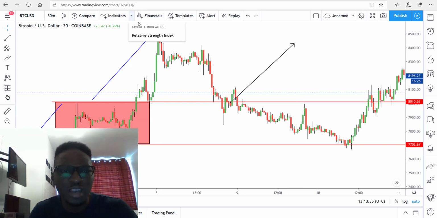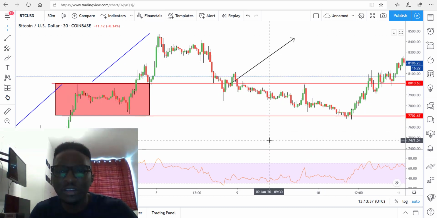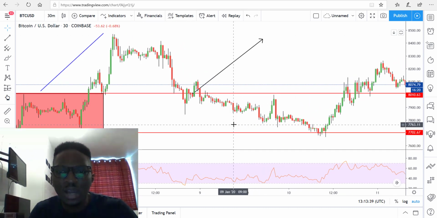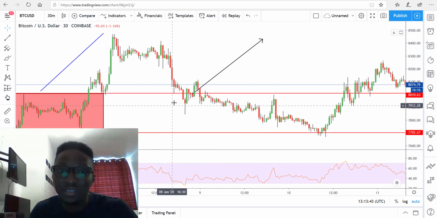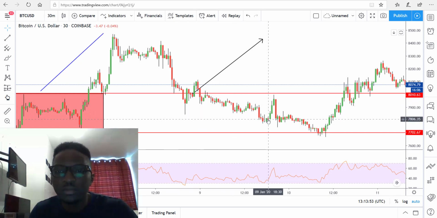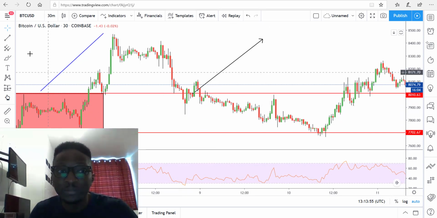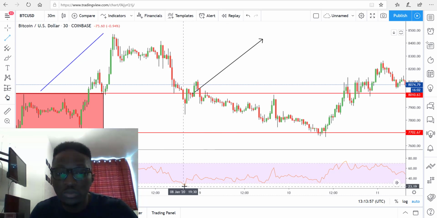And just to give me an extra confirmation, I'm going to bring in my RSI. We can look at the RSI, and one thing you're going to see is that the first time the market came into that structure, the RSI went oversold. But then the market kept going down and the RSI kept going up. So bringing a line here just to draw, you can see here.